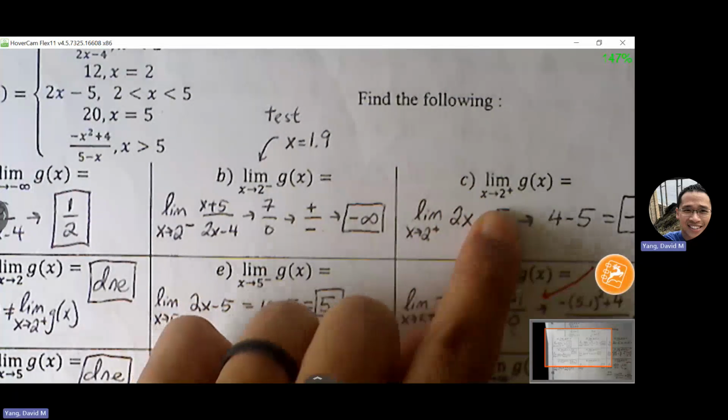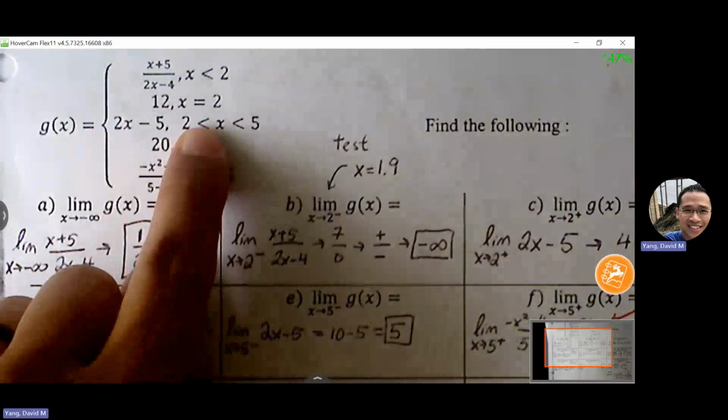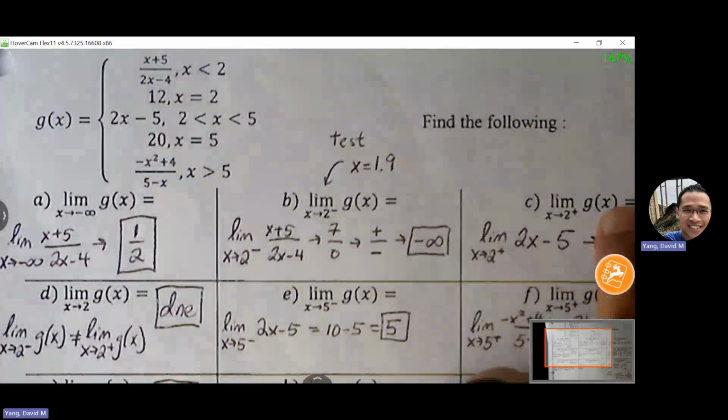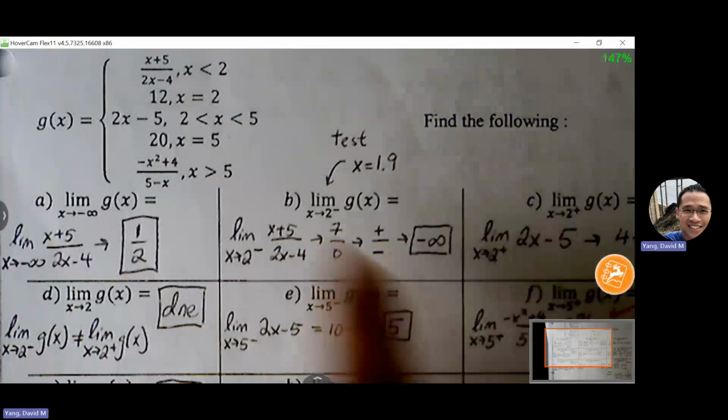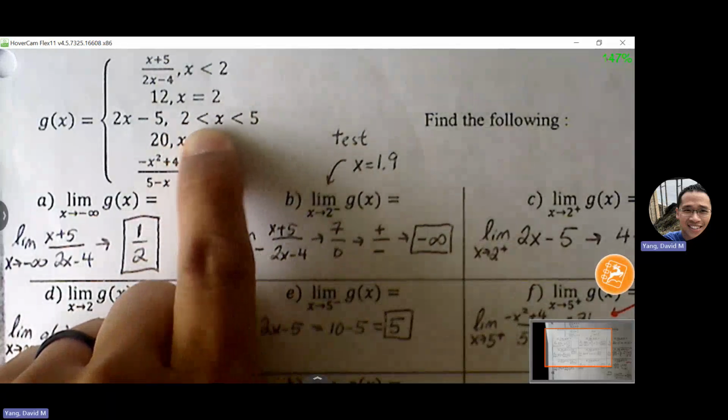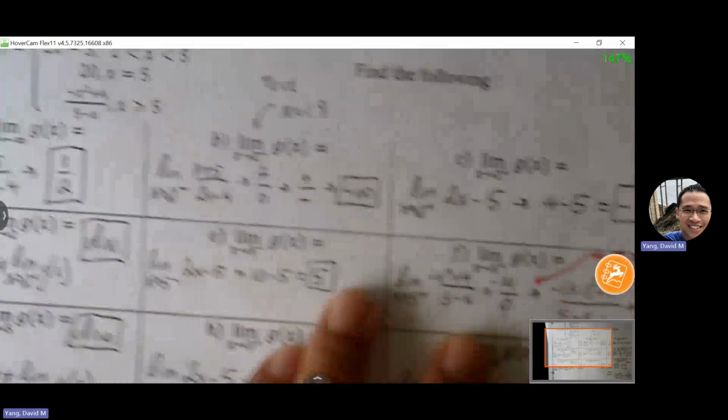Part C, 2 from the right of 2. So 2 from the right side of 2, that's in this region, right? If I think about values like 2.1, 2.2, those are all values that fall within 2 to 5. So I want to use 2x minus 5.